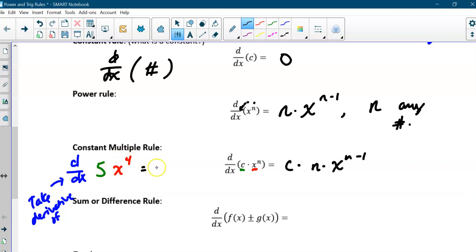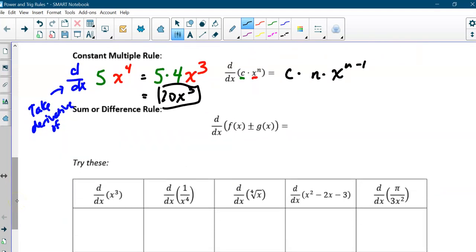So we're going to drop that 4 down. The green 5 is staying there. We're going to do 5 times the 4 comes down in front. The power function is still there, x to the 4 minus 1, which is 3. And if we simplify, we get 20x cubed. So that's what we mean by the constant multiple rule. The coefficient just stays in front of the function. You wait until the very end to deal with it.